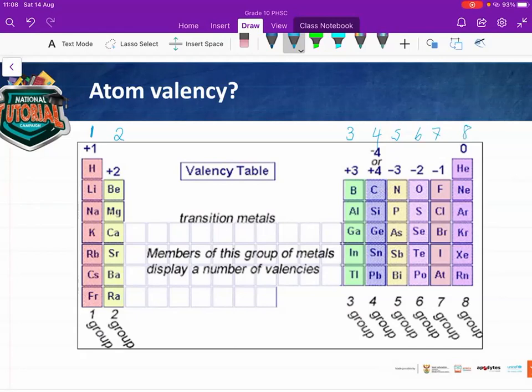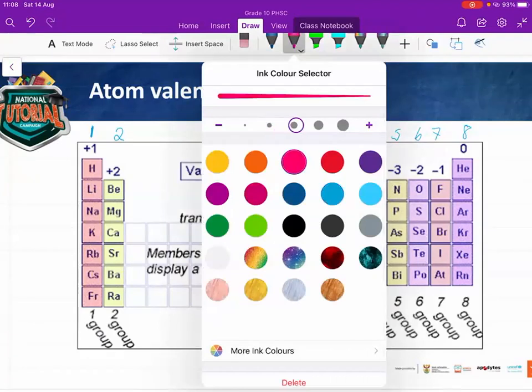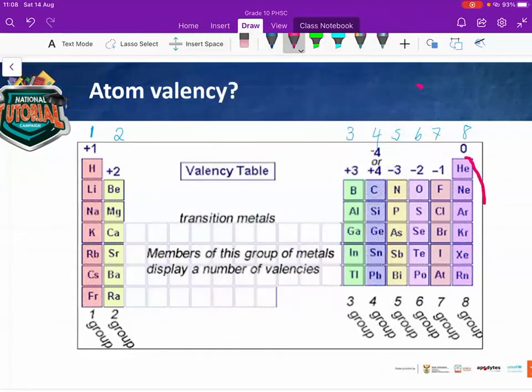So in group 8, the valence orbital can only take 8 electrons. So in group 8, that group is full. They don't need any other electrons. That's why these elements are called the noble gases, because they are stable. They don't want to react with any other atom. They don't want to share electrons or transfer electrons because they are happy with their valence orbital.